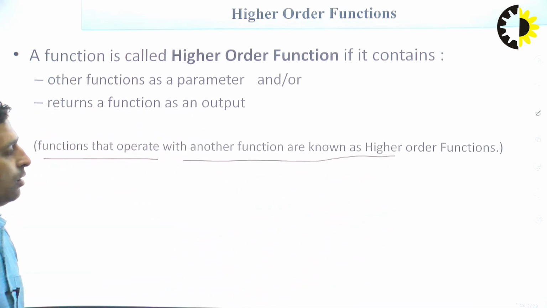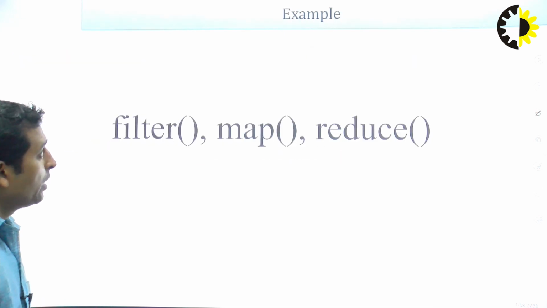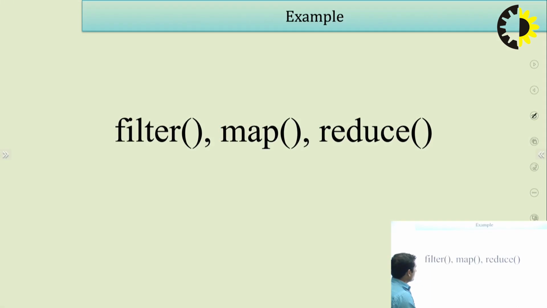So, we will see how to implement this and some examples here. This is a very good concept. In higher order functions, there are three main functions: filter, map and reduce. One by one we will see the concept of the filter function, map function and reduce function. All are higher order functions here. The filter function receives another function as a parameter, and the same for map and the same for reduce.